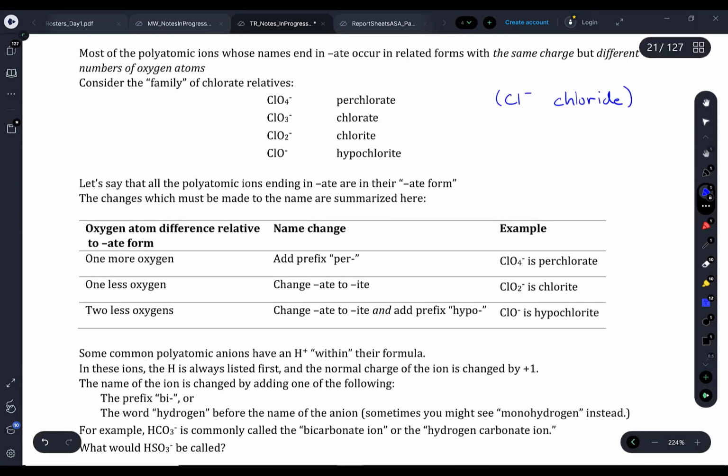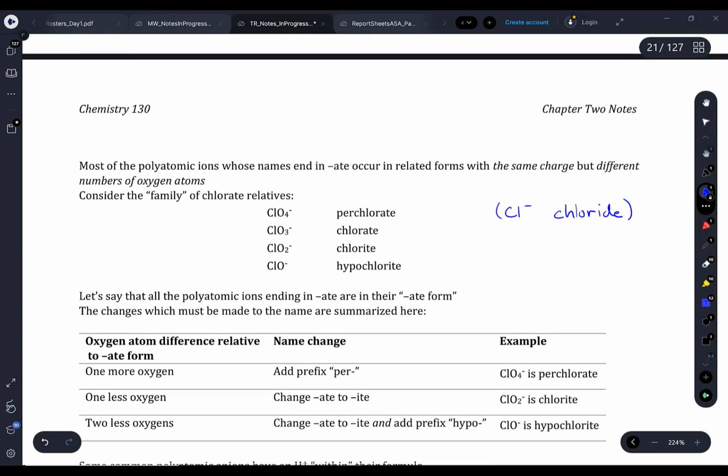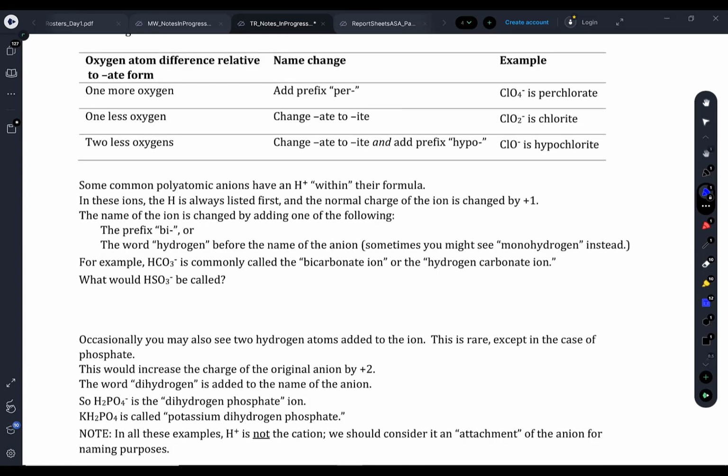All right, so anyway, we have that. Some other changes to the anion. If you stick an H in front of these ions and you increase the charge by 1, you have to add the word hydrogen in front of the name. Or in special cases, you add the prefix bi in front, not to be confused with di, which means 2. Good. So there's not very many of these.